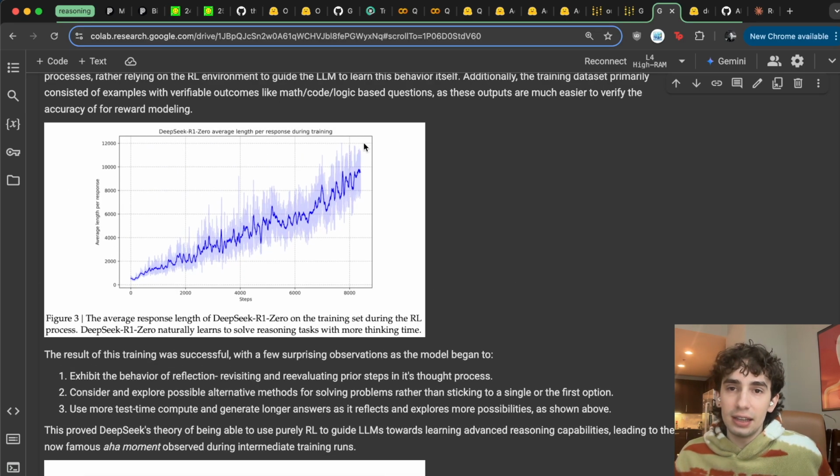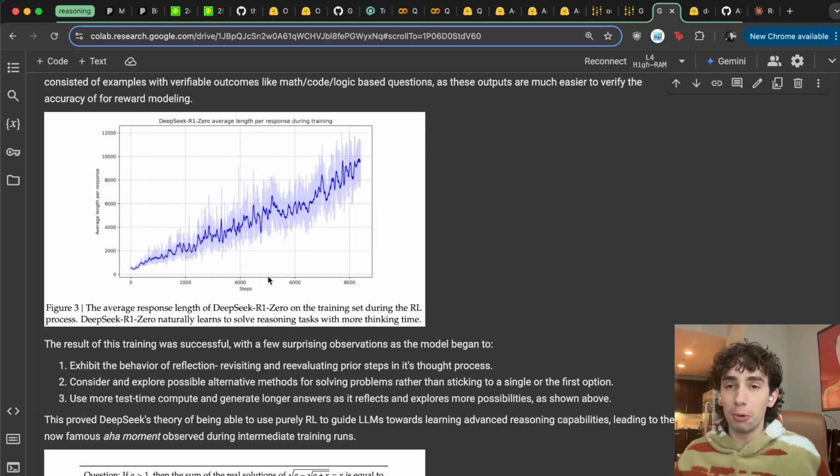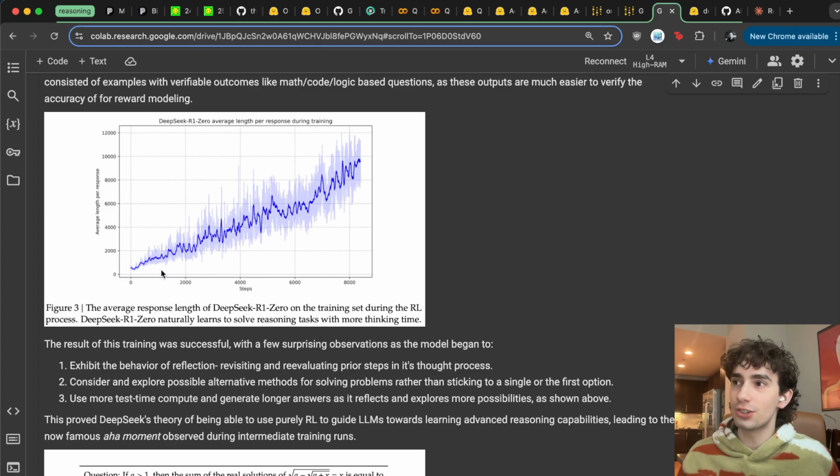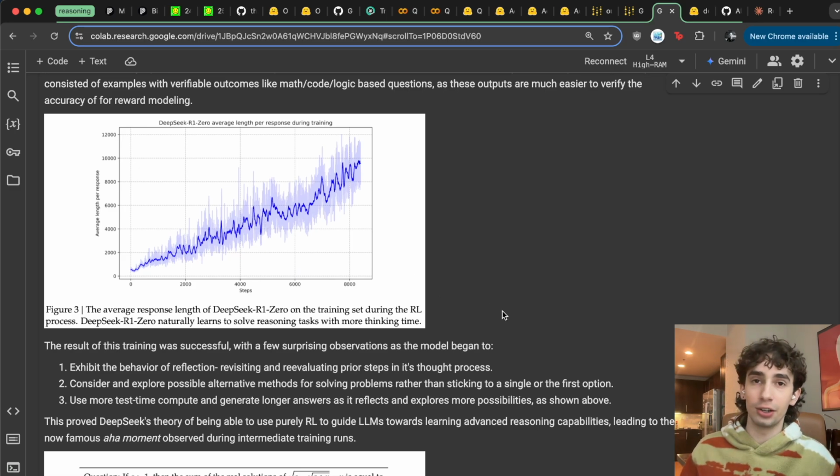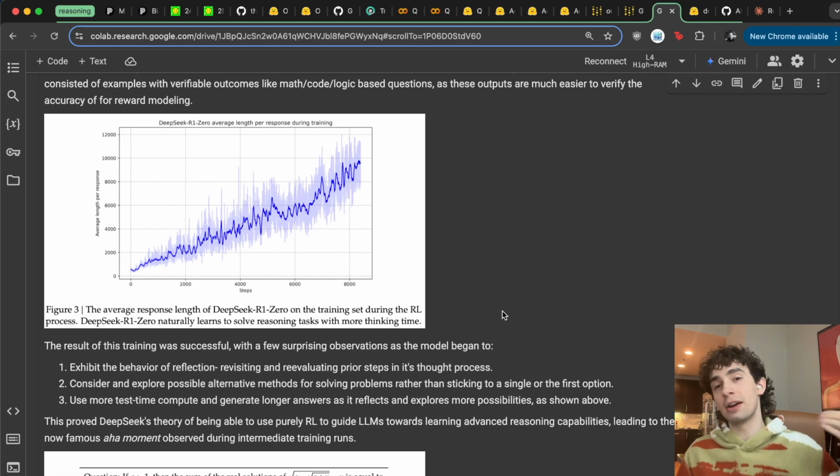It also tended, as we see with this graph, to use more test time compute and generate longer chains of thought and longer answers as it reflects and explores different possibilities. It's really fascinating to see this because this essentially shows that the language model was naturally learning by itself to use more time and spend more time on these answers before actually submitting a final one. So just through pure reinforcement learning, a language model develops the ability to think longer and harder on a problem, which tended to give it much better and much more accurate outputs in the end.